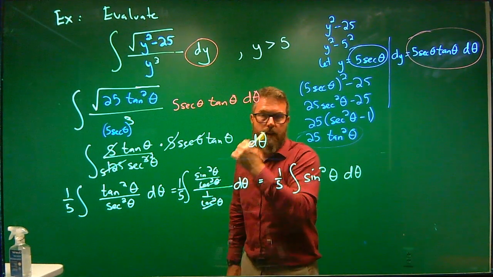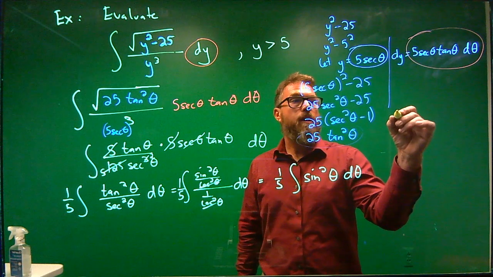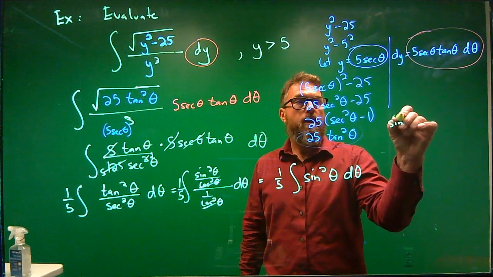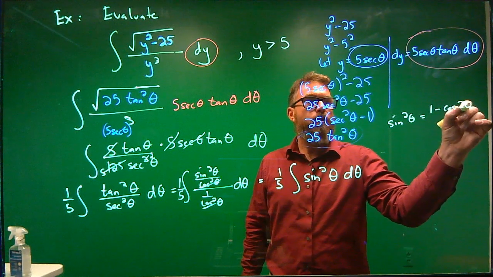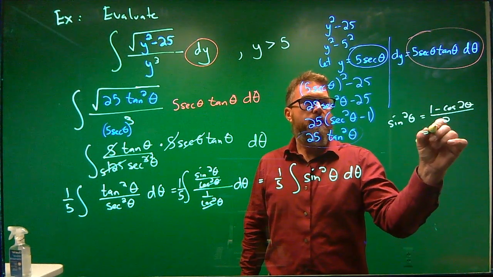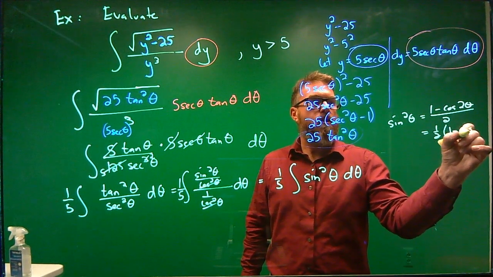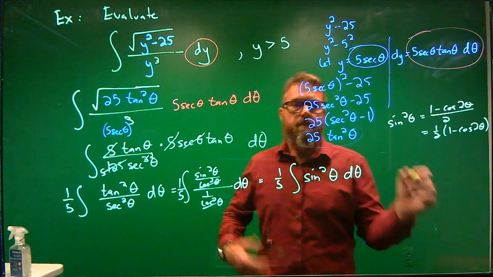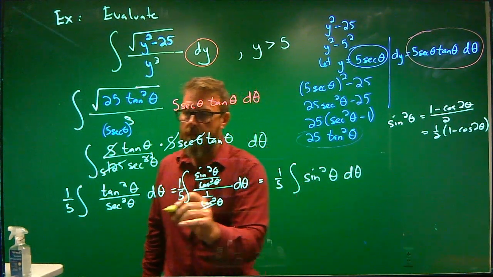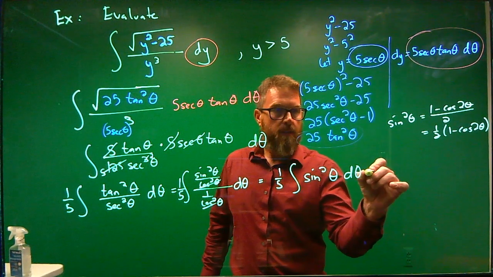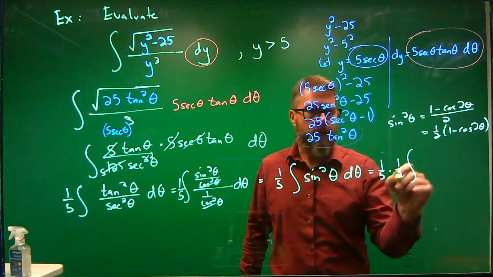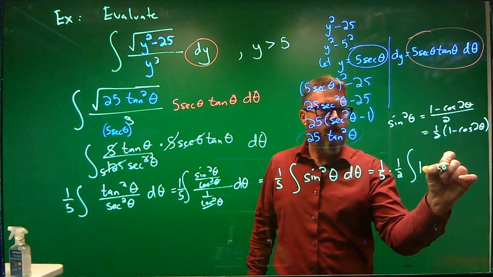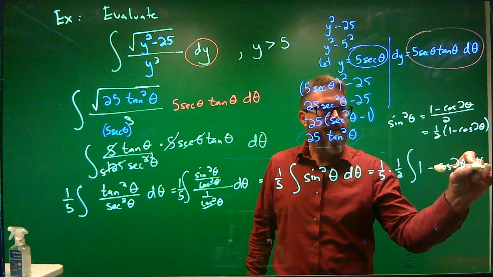Now, in order to integrate the sine squared, I did a video on that recently. We are going to have to use a double angle formula, 1 minus the cosine of 2 theta all over 2. Or I can say 1/2 times 1 minus the cosine of 2 theta. So I can pull out that 1/2, so now this is going to be equal to 1/5 times 1/2, the integral of this expression, 1 minus the cosine of 2 theta d theta.